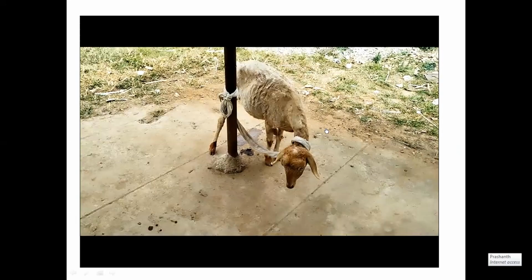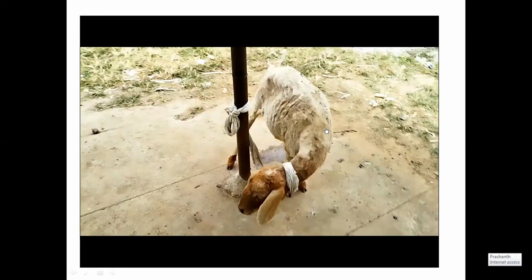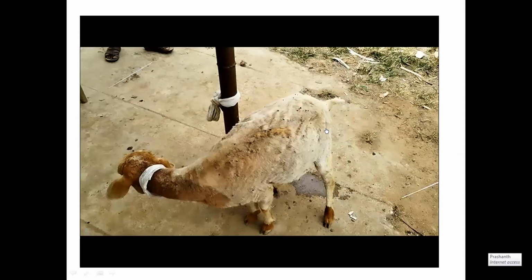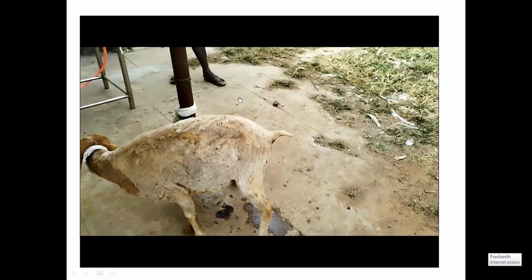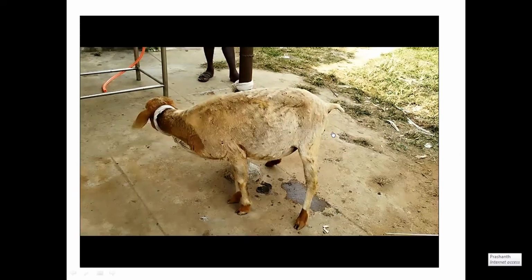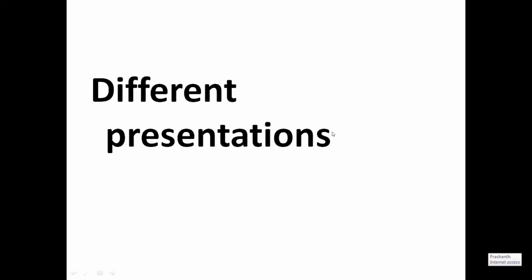Coming to the signs, the animals will be presented like this. The animal will be dull and depressed. There will be abduction of both hind limbs, crouching of the back will be visible, and some discharge will also be noticed from the vulval region most of the time. If it is a much handled case, vulval swelling will also be seen. I am just going through different presentations, explaining the basic things from case to case here.